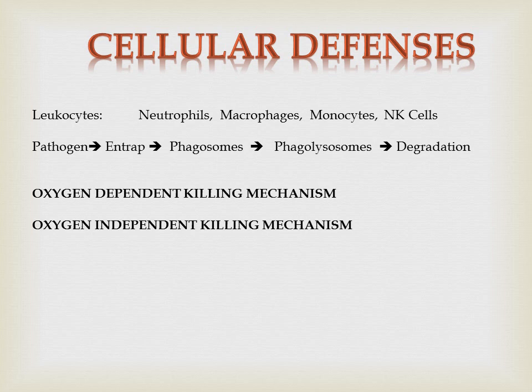Once it has been entrapped, it forms a phagosome. Subsequently it will form a phagolysosome, and once there is a phagolysosome, the enzymes present in the lysosomal units will kill the pathogen and it is degraded. This degradation might require oxygen. If it requires oxygen, it is known as the oxygen dependent killing mechanism. If it does not depend on oxygen, then it is the oxygen independent killing mechanism.